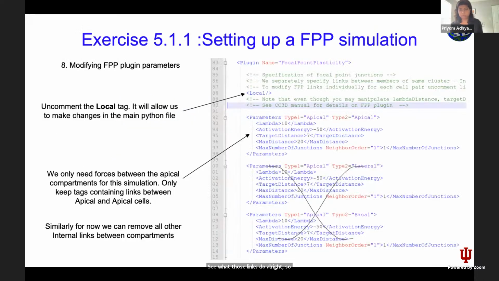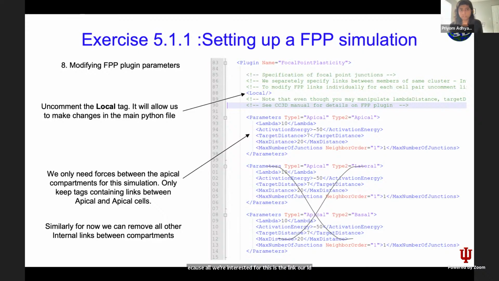Just to recap what I was saying, we're going to make a few changes to the FPP focal point plasticity. We're going to remove all other parameter tabs that generate links between any of the other compartments, for example apical-basal, any other compartments that does not say apical to apical, because all we're interested in are the links between apical and apical.